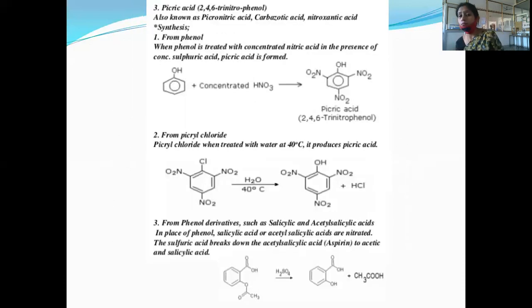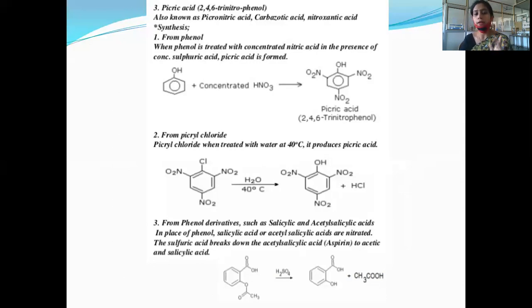One very important compound is picric acid. We use it in organic practicals also. It's also called picronitric acid or carbazotic acid or nitroxanthric acid. Now, how is it prepared? It is prepared from phenol. When phenol is made to react with concentrated HNO3 in the presence of sulfuric acid, that is the nitrating mixture, we get picric acid, which is 2,4,6-trinitrophenol.